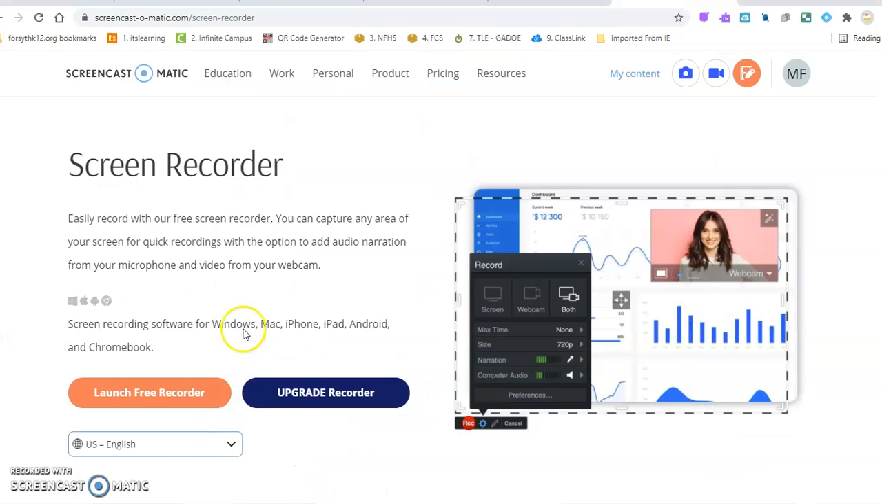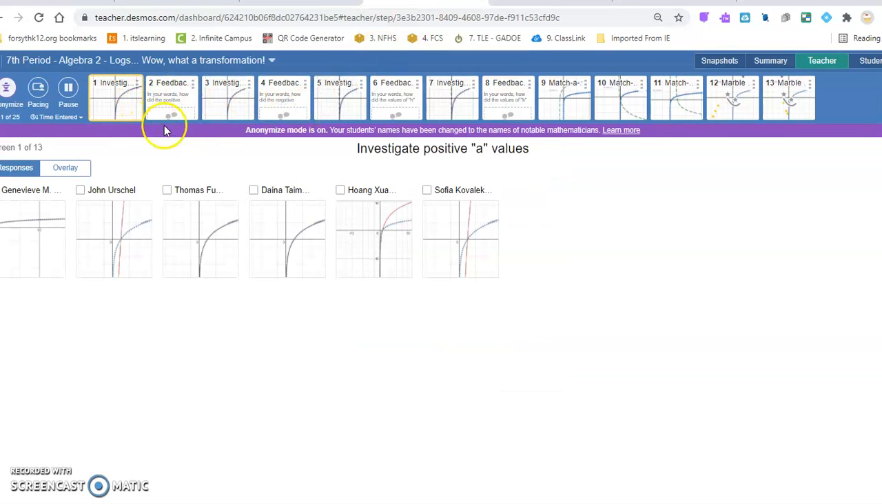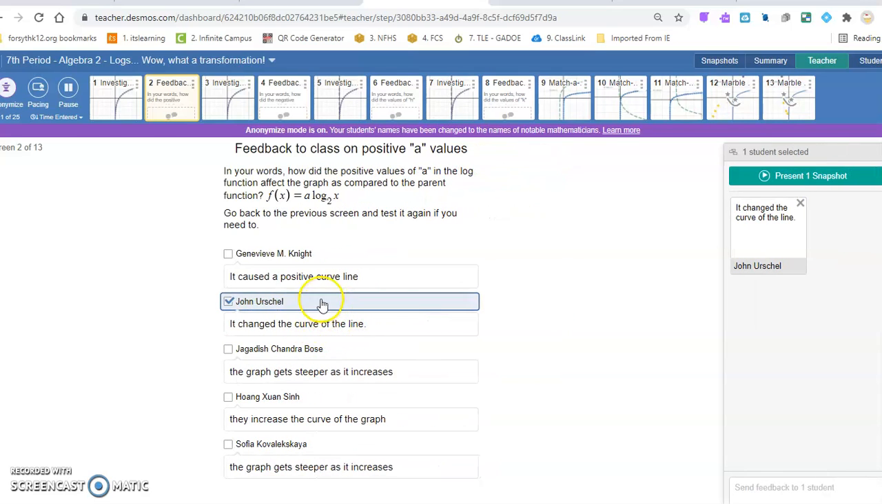Okay, and so I'm going over here, and I'm looking at this first thing, and I ask you in this first thing to manipulate the a value. What did the positive values do? And this is a good summary. It changed the curve of the line. It caused a positive curve. The graph gets steeper as it increases. So these are all in their words.